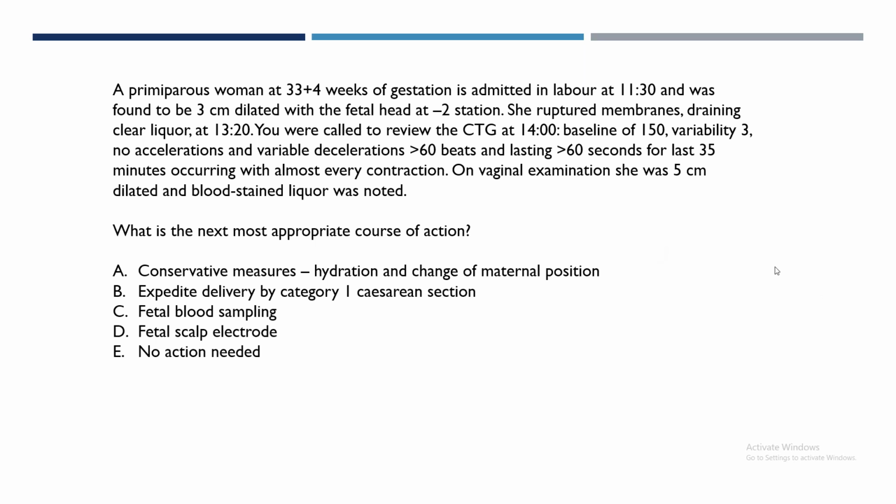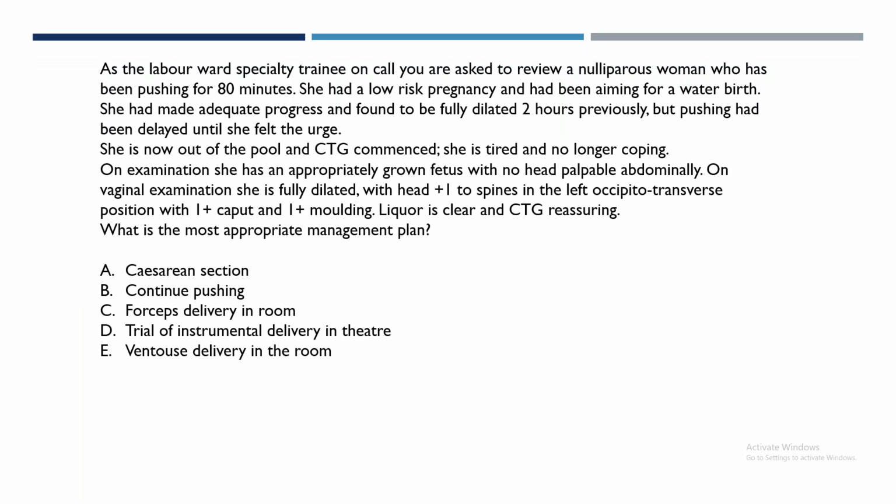And she is only 5 centimeters dilated. Blood-stained liquor is noted. So how are you going to deliver this patient? Yeah, very good. This is B. You are going to do a category 1 cesarean section because it looks to be an abruption, correct? So you're going to do this category 1 cesarean section. Answer is B here.